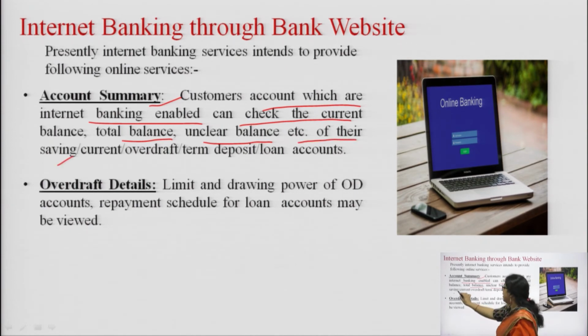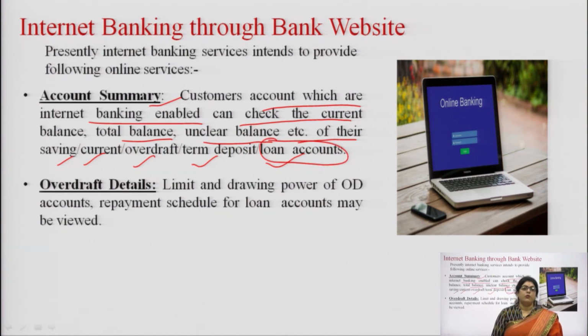There are saving accounts, current accounts, overdraft facility, term deposit and loan accounts. As I told you, you can check your saving account and your term deposit. Term deposit means on the basis of time, maybe your saving account, current account or fixed account. Loan accounts are also there. If you have taken any loan, you can check your EMI status and all the information, and also find out how many EMIs are left.